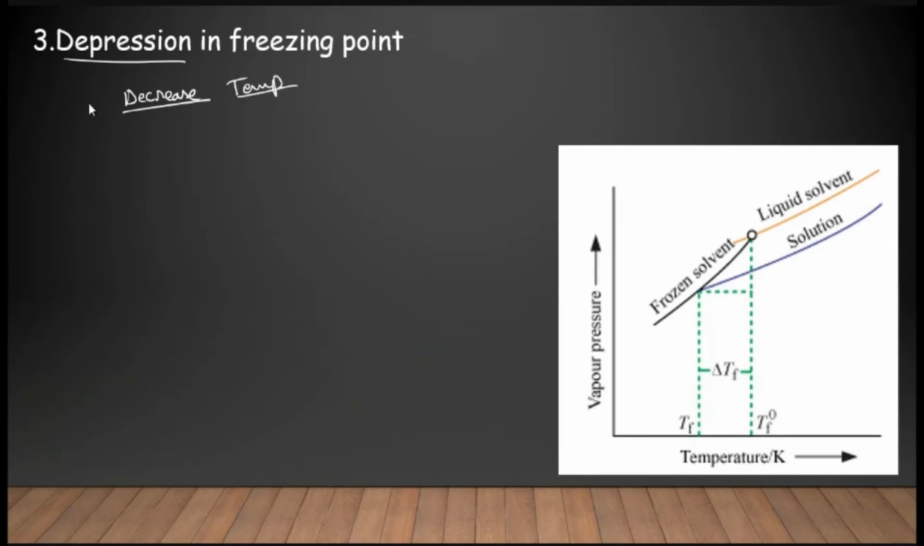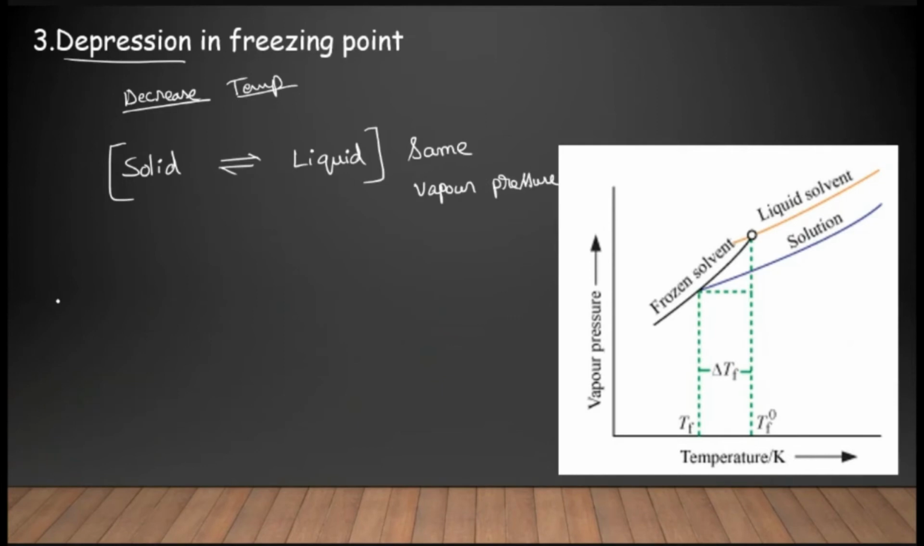The freezing point of a substance is the temperature at which the solid and the liquid form of the substance are in equilibrium. That is, the solid and the liquid form of the substance have the same vapor pressure. It is observed that the freezing point of the solution is always lower.